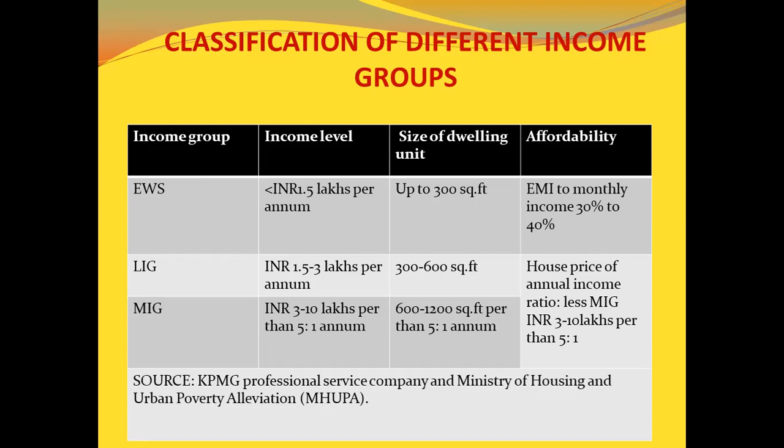The EMI for affordability, the monthly payment for the economically weaker section, is 30 to 40% of the monthly income. The house price to annual income should be less than, for the middle income group, 3 to 10 lakhs per annum. This is a source taken from KMG Professional Services Company and the Ministry of Housing and Urban Poverty Alleviation. So depending upon the classification, each income group can be classified by the size of dwelling units they can live in.